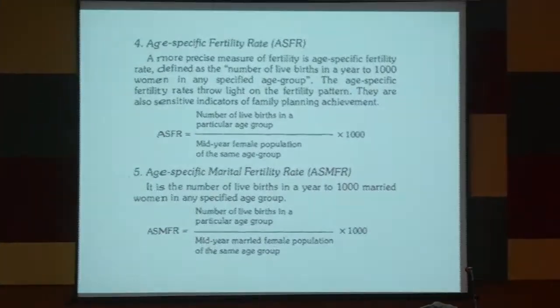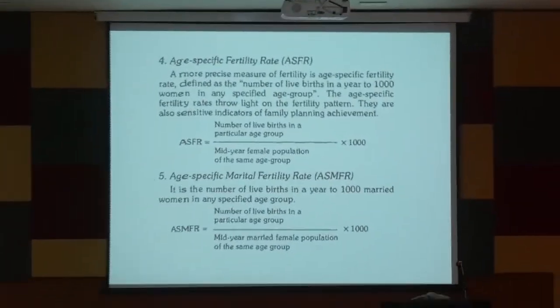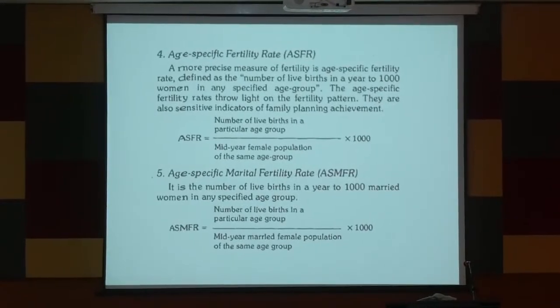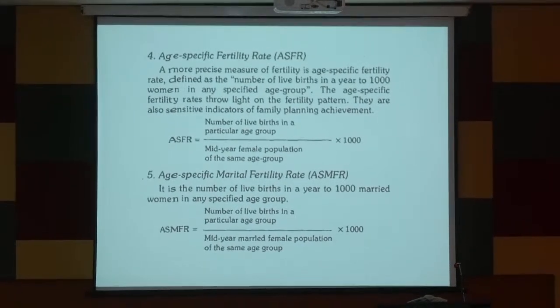So that is the age specific fertility rate. Again, we are doing the age-specific marital fertility rate, if you want to specify it further. It is the number of live births in a year to 1,000 married women in any specified age group. Please note that in every rate we are multiplying it by 1,000 and not 100. The rate is calculated per 1,000 population or per 1,000 women or per 1,000 live births. In this way the rate is calculated.